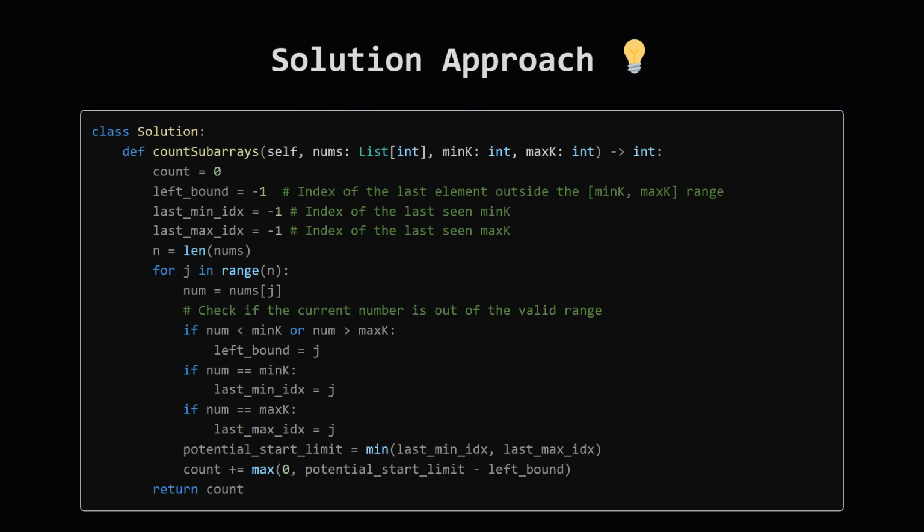Okay, here's the Python solution. This approach uses a single pass, conceptually similar to a sliding window, or using multiple pointers. It efficiently tracks the index of the last element that falls outside the valid range, left_bound, and the most recent indices where minK and maxK were encountered. By comparing these pointers, it determines the number of valid subarrays ending at the current position, in constant time per step. This method achieves O(n) time complexity and O(1) space complexity, which is optimal.